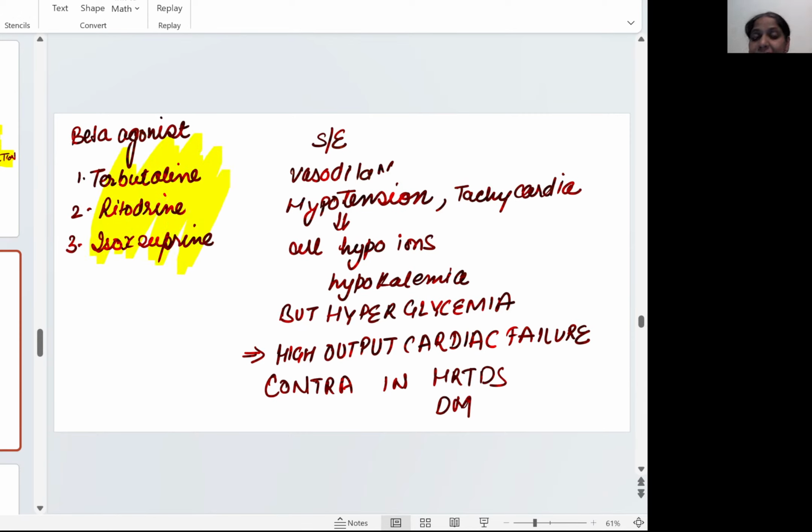Okay, these are the names of the beta agonists. What are their side effects? As they are beta agonists, they cause vasodilation. Very good, Dr. Iman, very good. They cause vasodilation, hypotension, and tachycardia. Quite frequently you forget what the ion status is while taking beta agonists.